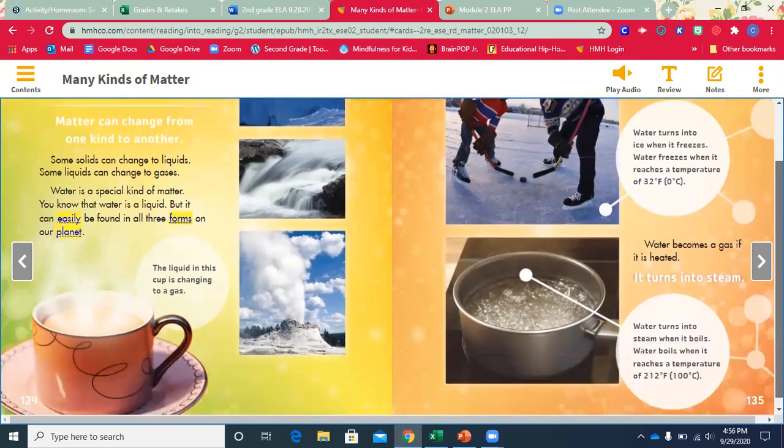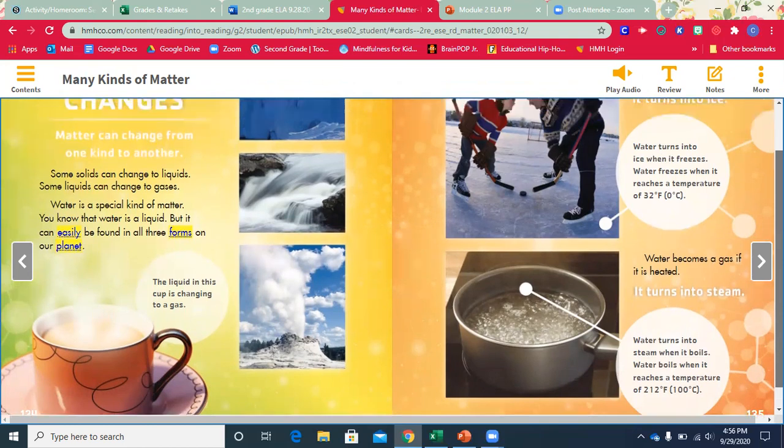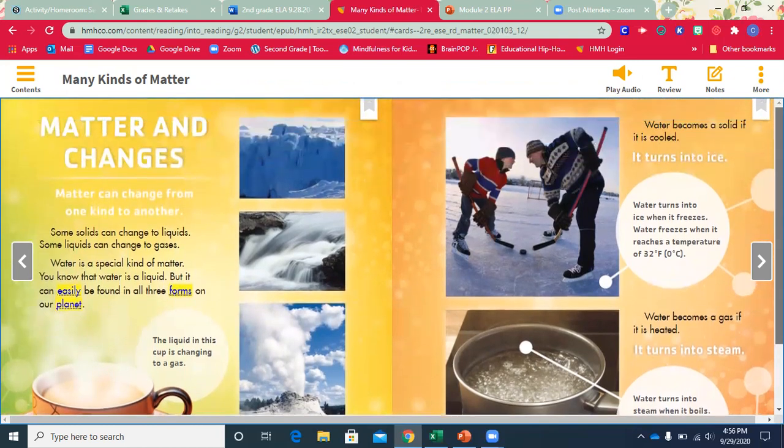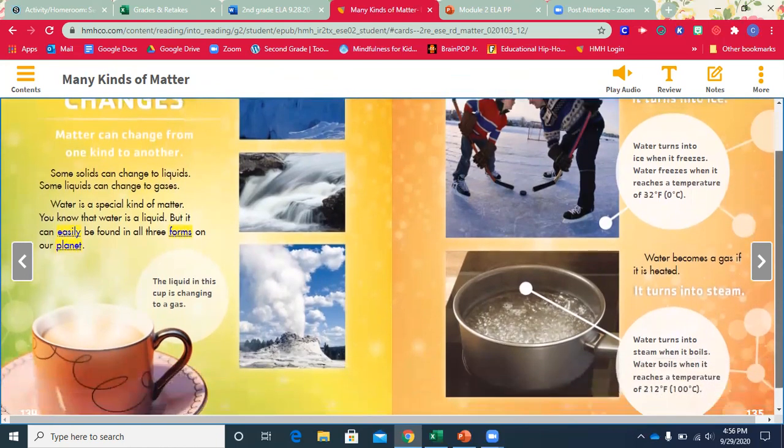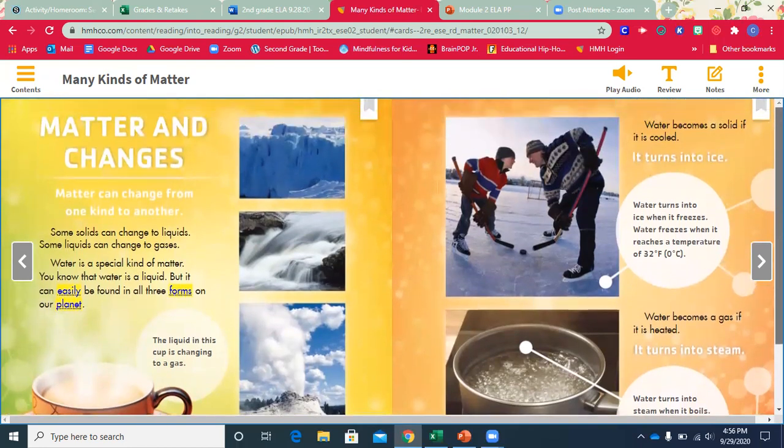The liquid in this cup is changing to a gas. How do I know that the liquid in this cup is changing to a gas? Is it because I can see the steam rising from the cup? And also I can infer, or make a smart guess, because I know that when I see grown-ups drinking hot tea or hot coffee, the liquid is hot, right? So it's going to be changing from a liquid to a gas.